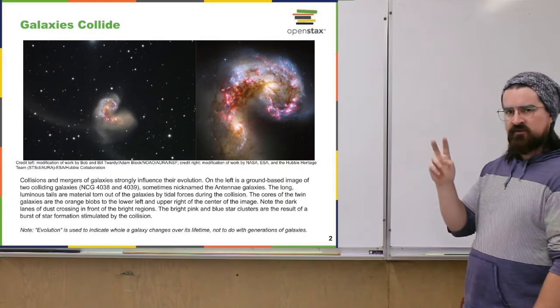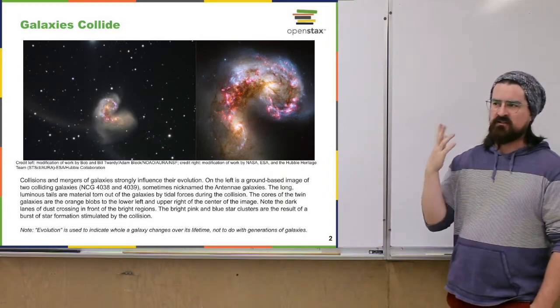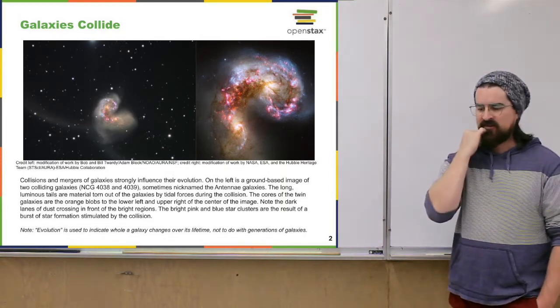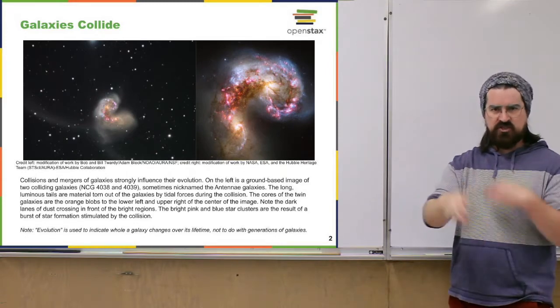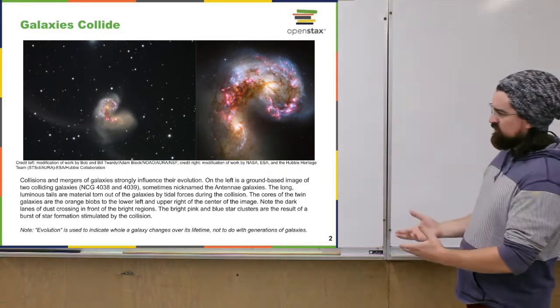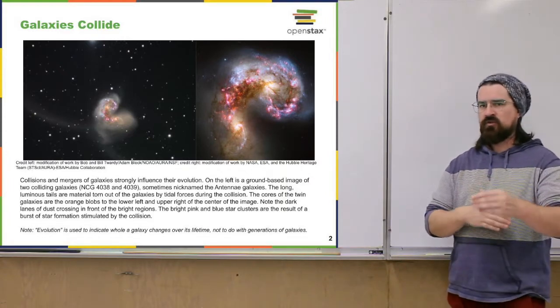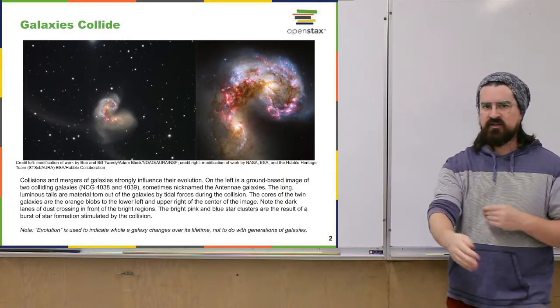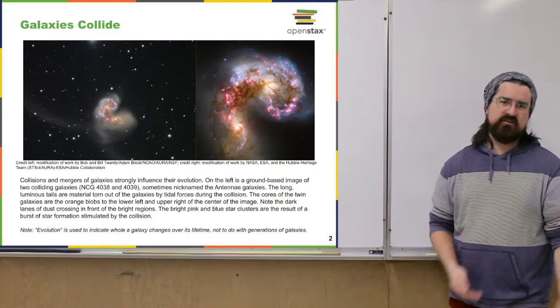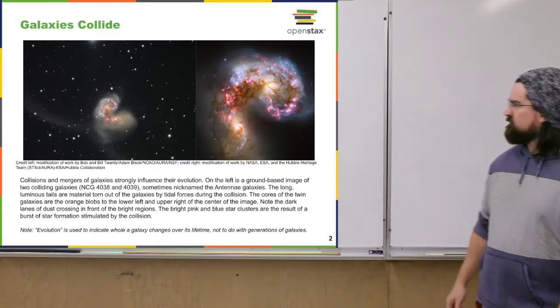I wanted to note, I don't know if I'll use this term that much, but to be clear, in astronomy when they talk about evolution of galaxies, it's not like evolution in biology where generation after generation there are changes. The evolution of galaxies is literally how they change over the course of their lifetime. So it's another term for the life cycle of a galaxy.